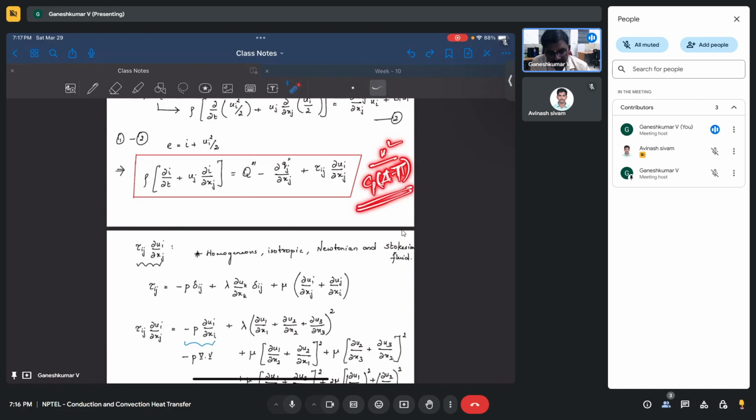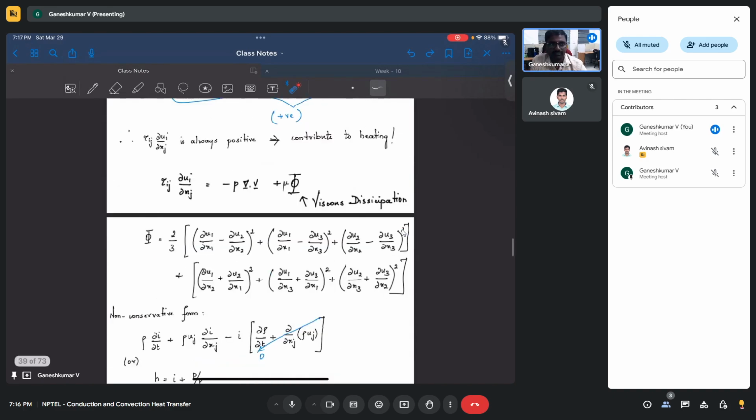This Cp delta T is your internal energy content, and U squared by 2 is your kinetic energy content. So if your kinetic energy is not that much, then this part, which changes the internal energy because of velocity gradient, is small, and you can safely ignore this part of the energy equation. That is why we define something called the Eckert number.